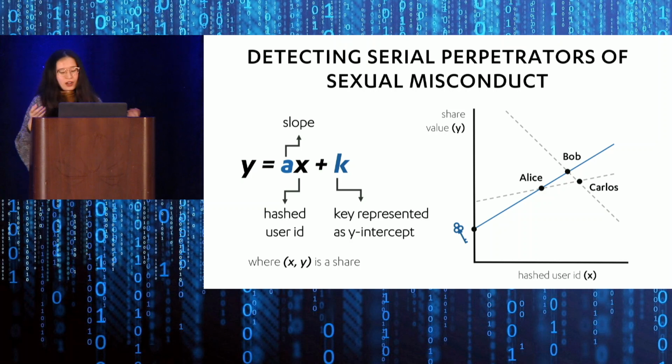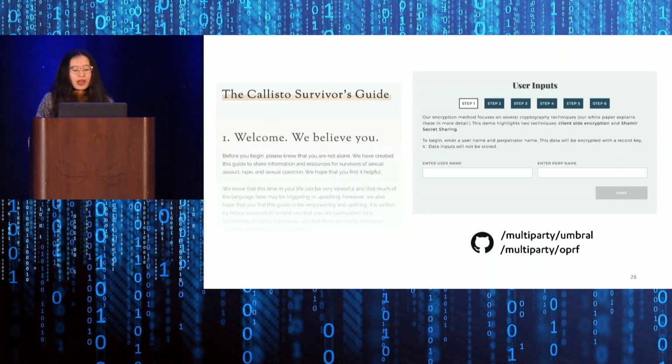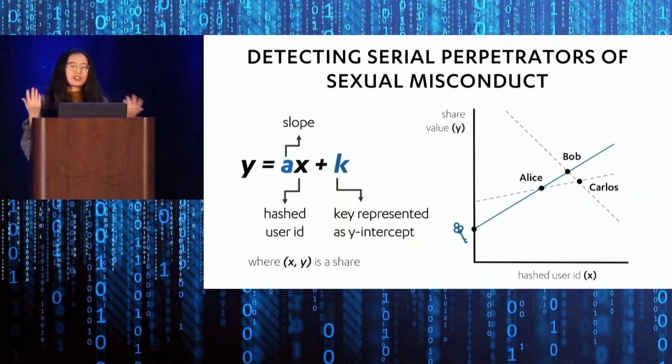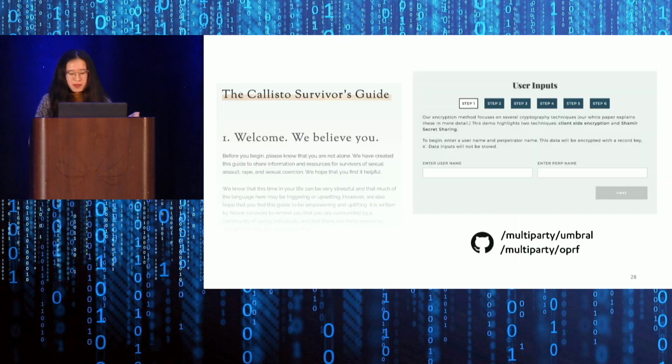And as you see here, Carlos, who named a different perpetrator, Eve, cannot be used to construct the key in the same manner. Oh, and I wanted to point out there are other techniques involved that I have not mentioned, so once again, refer to the white paper.